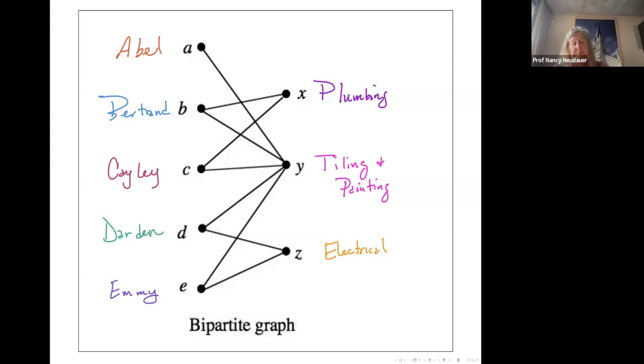And then an edge represents which jobs they can do. So Abel can do tiling and painting, but nothing else. And Bertrand can do these 2. What I'm looking for is having all the jobs on the right covered. So I'm looking for what we call a matching, or in transversal theory, a transversal.